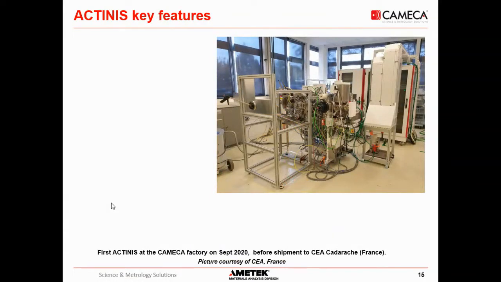So we see here another picture of the first ACTINIS at the CAMECA factory from another angle. What I wanted to show in more detail here is a model of the glove box with the manipulator. It was installed in the factory to check the handling and all the maintenance operations in the glove box.